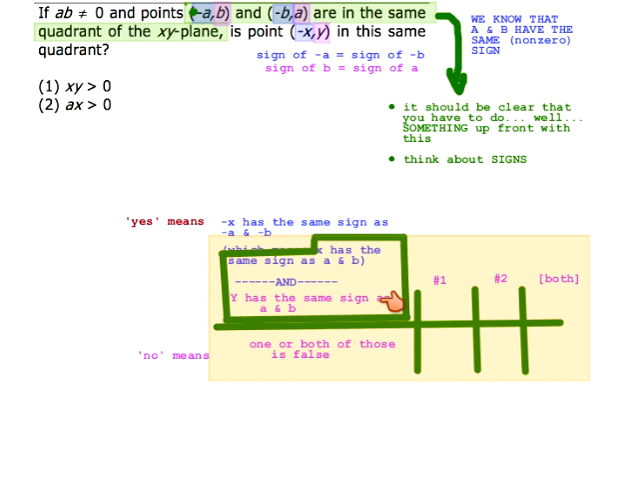So, statement 1. What do we know from statement 1? Yeah, it means that X and Y have the same sign as each other. But the problem is that doesn't tell you anything about the question, because we don't just want to know whether their signs are the same as each other. We also want to know whether they are the same as A and B.